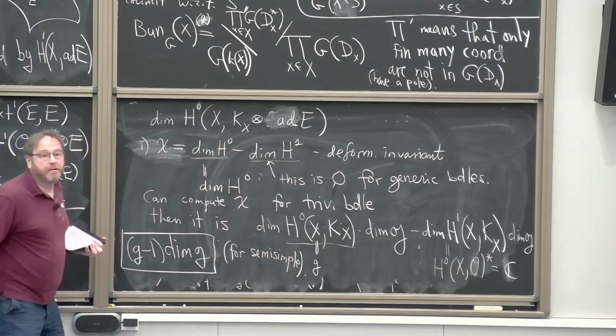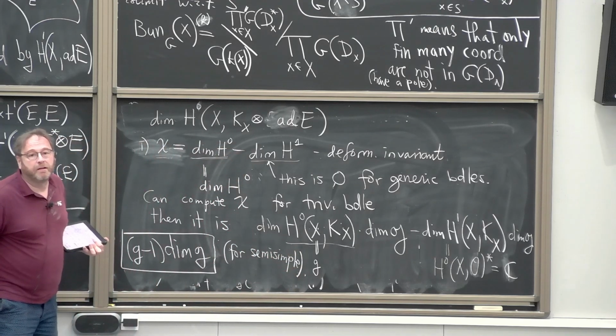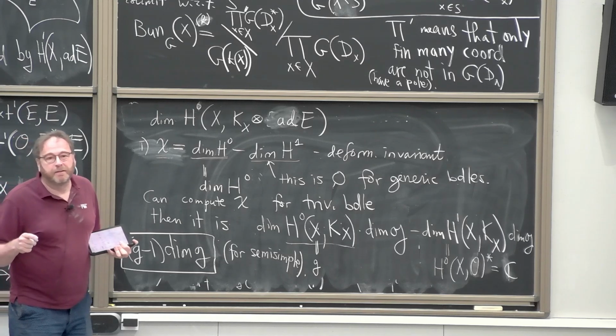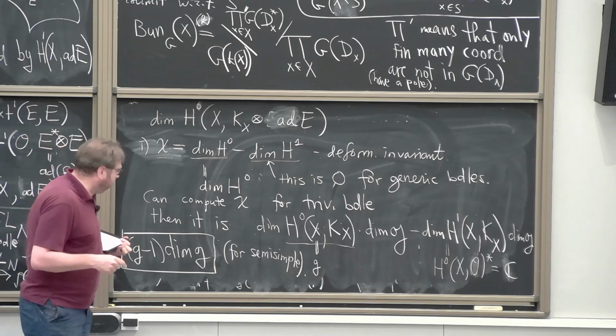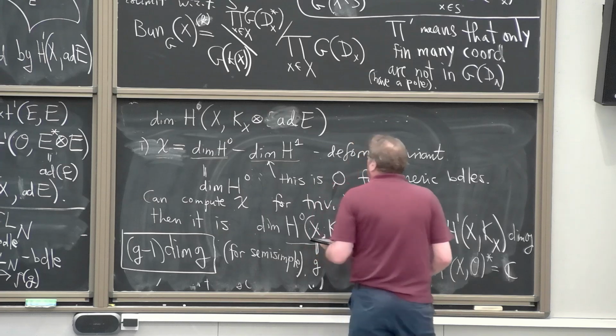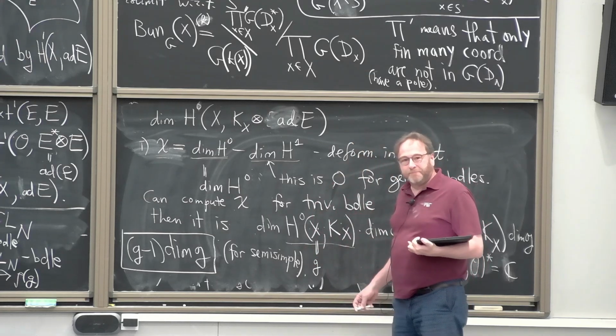Trivial bundle is not generic, but the Euler characteristic is the same as for generic.